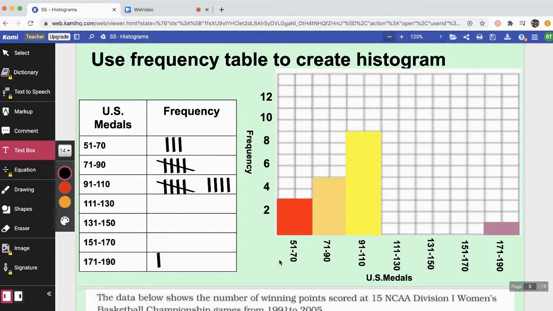Then each of the bars is labeled with the interval, and you make a bar going up to the frequency of that interval. So 51 to 70 had 3 in it, so it goes to 3 right here. Now, the other thing that's different about this than a normal bar diagram is that the bars are connected to each other.